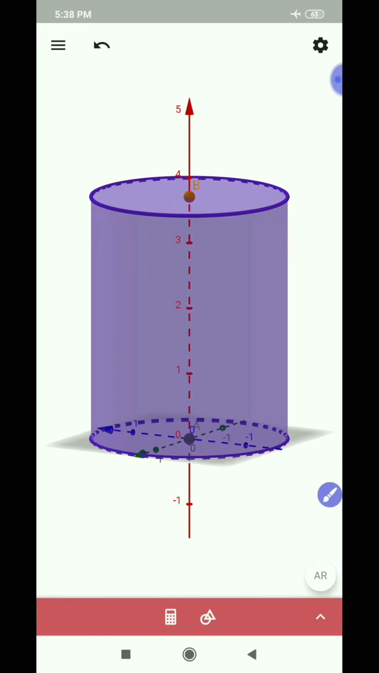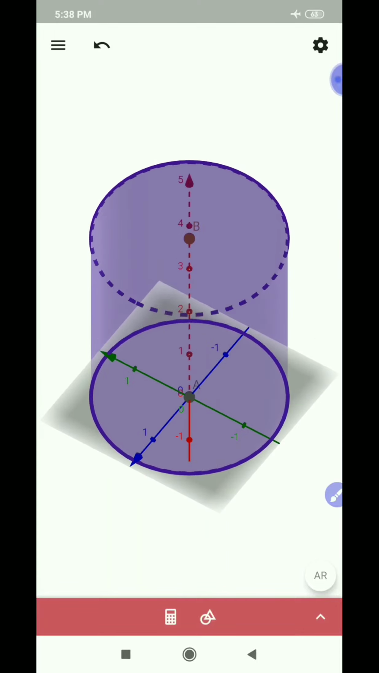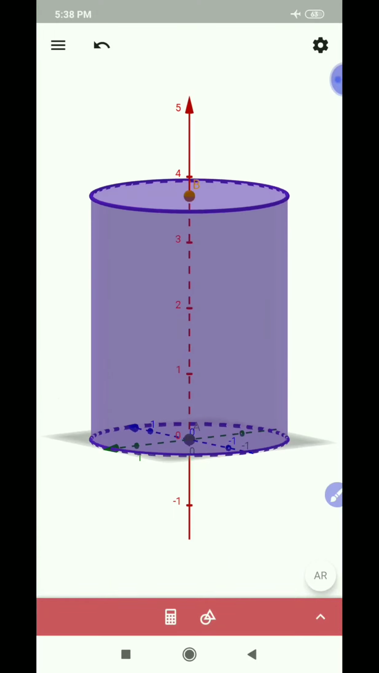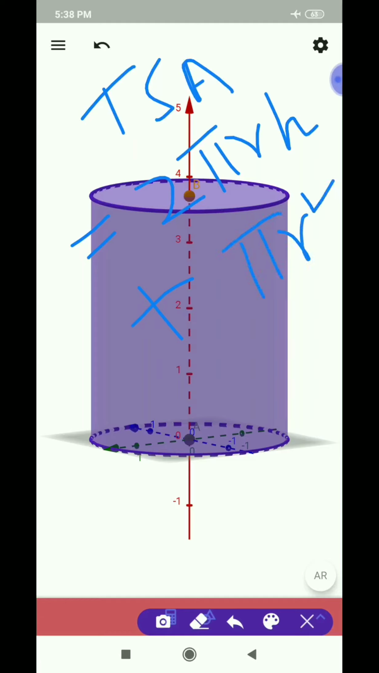To the lateral surface area, you have to add the area of the top and the area of the base. Both are the same. So total surface area is equal to the lateral surface area, 2 pi r h, plus top and bottom. They are in the shape of a circle. So the area of the circle is pi r square. Top and bottom are 2, so that is 2 pi r square.